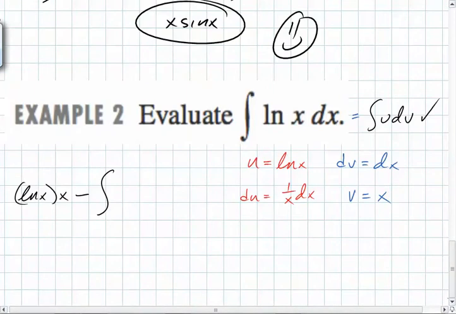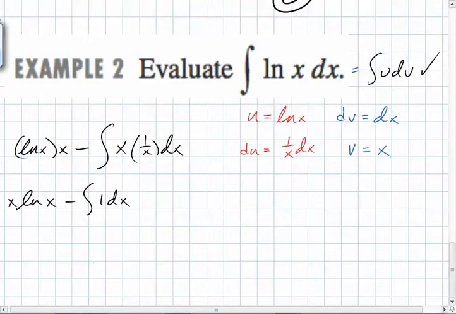So what is it going to be? x times du, 1 over x dx. But what's x times 1 over x dx equal to? So we have x ln x minus the integral of 1 dx. If we integrate that, what do you end up with? x ln x minus x plus c. How do we check to see if that's correct?